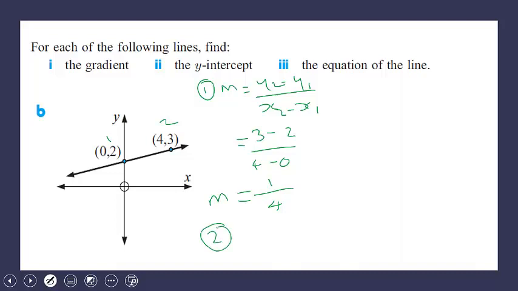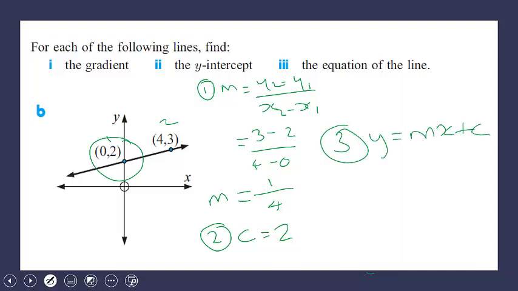Question 2 says C is, we look over there, C is 2. That's where it cuts the y-intercept. And then 3, what's the equation? Y equals mx plus c. Y equals 1 over 4x plus 2.